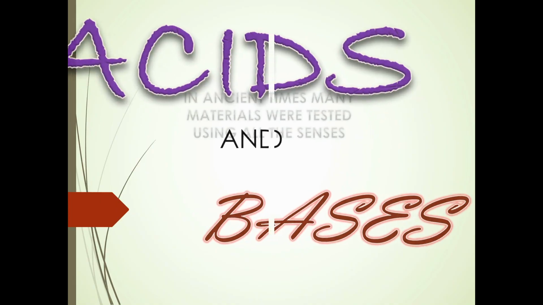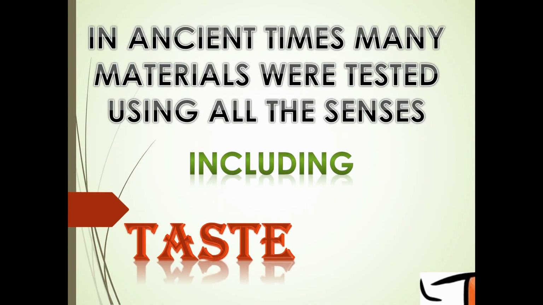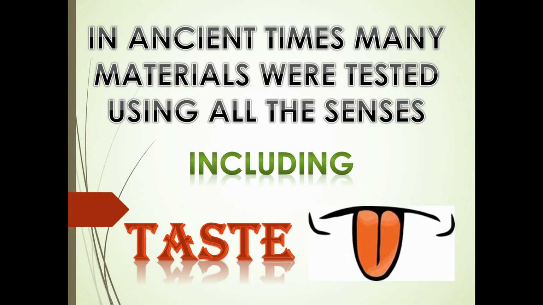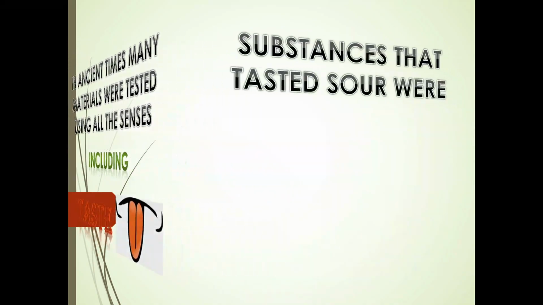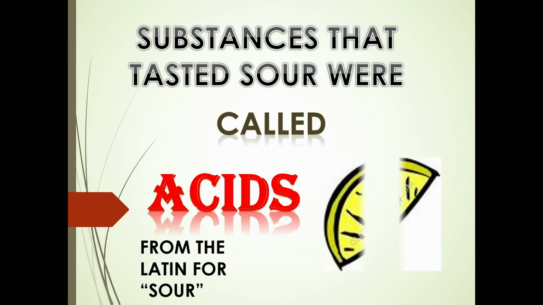So as a review, originally, acids and bases were determined by taste. Modern science says that's not a good thing, but we can still taste certain acids and bases. Things that taste sour, lemon juice, things like that, are acids. The term acid actually comes from the Latin word for sour.